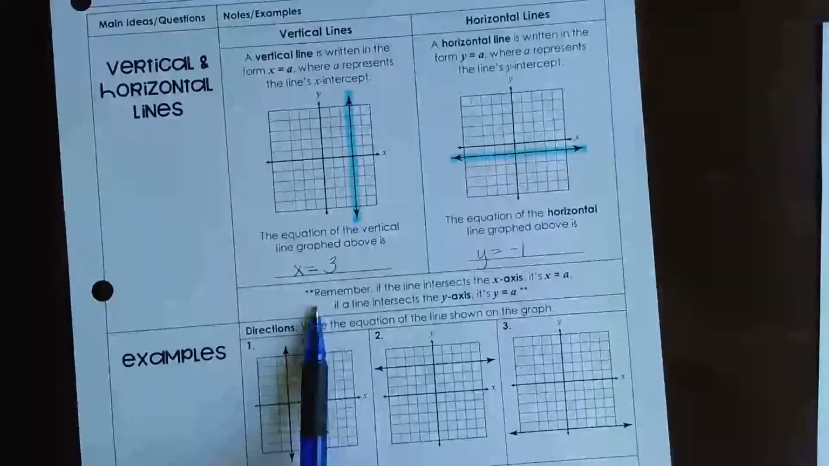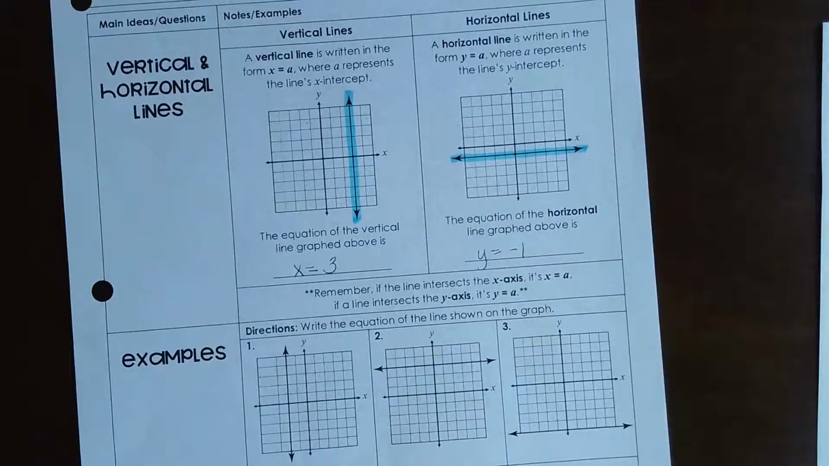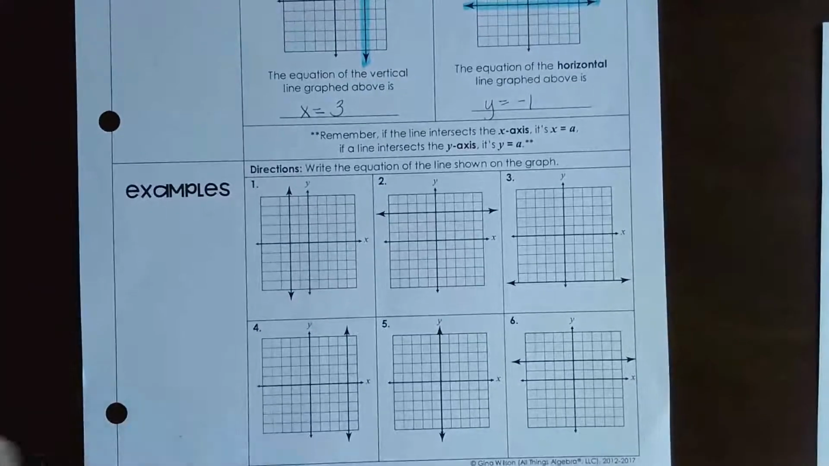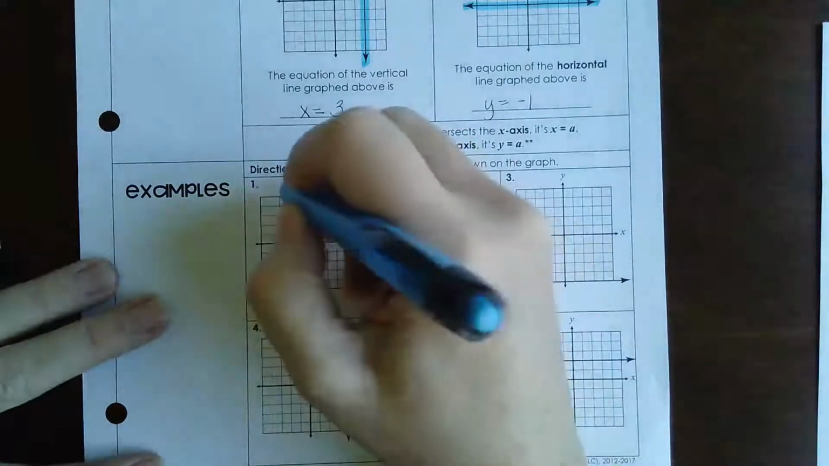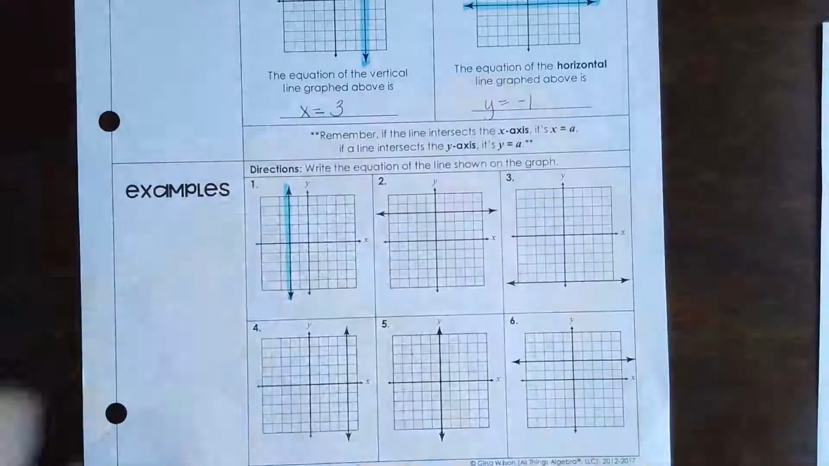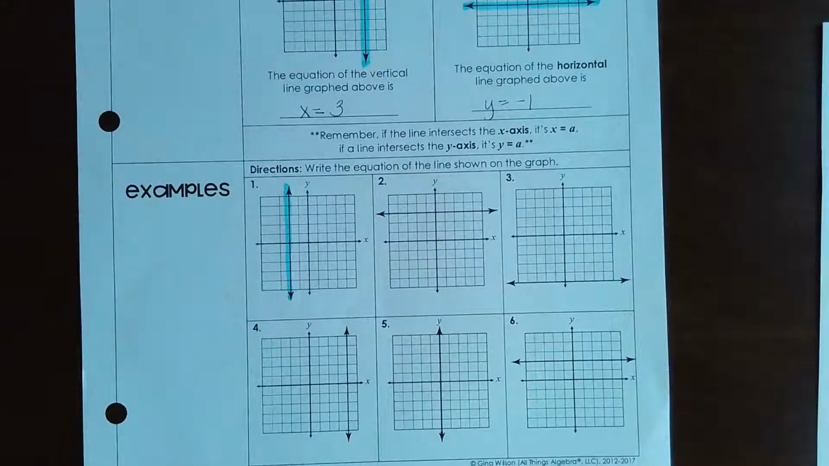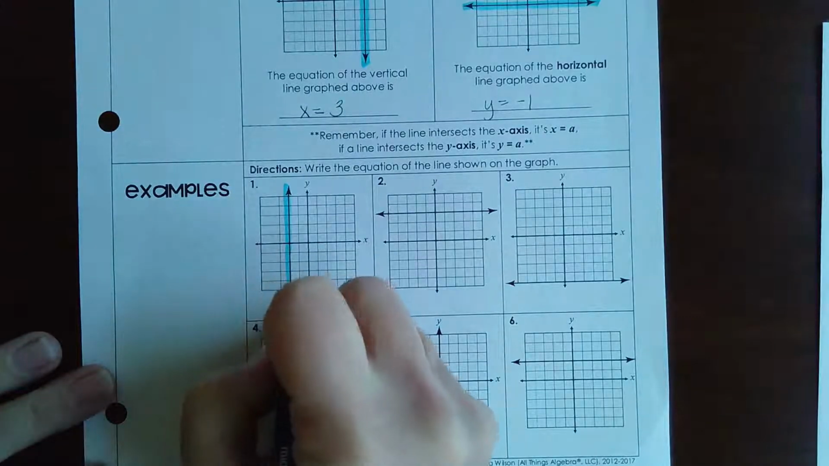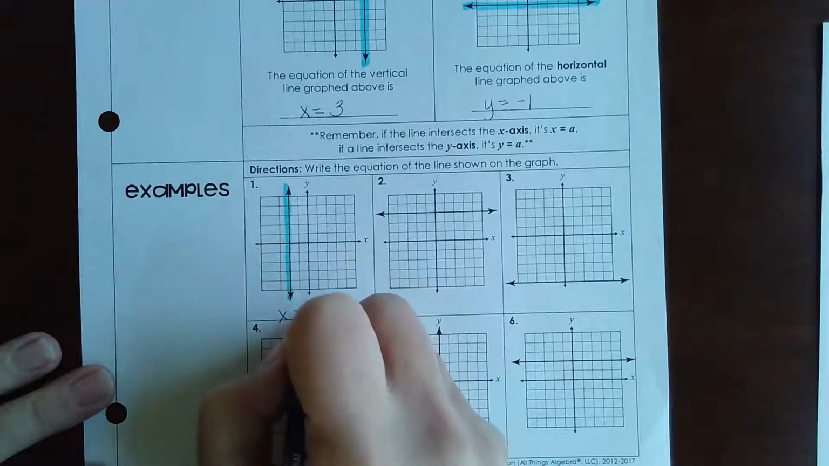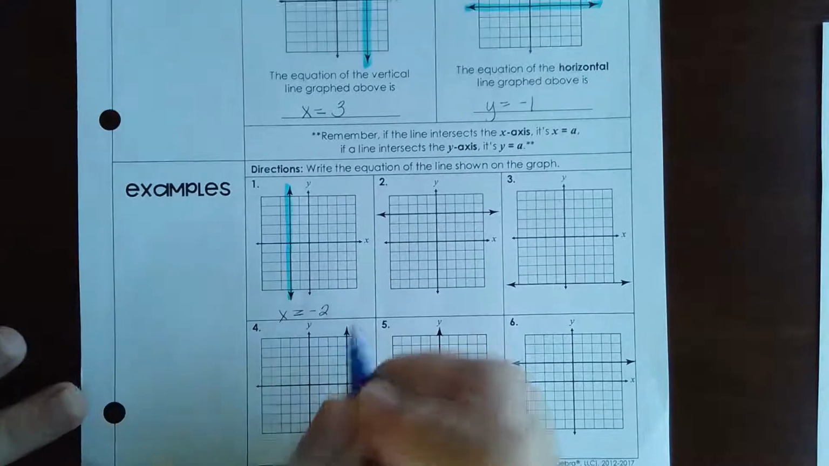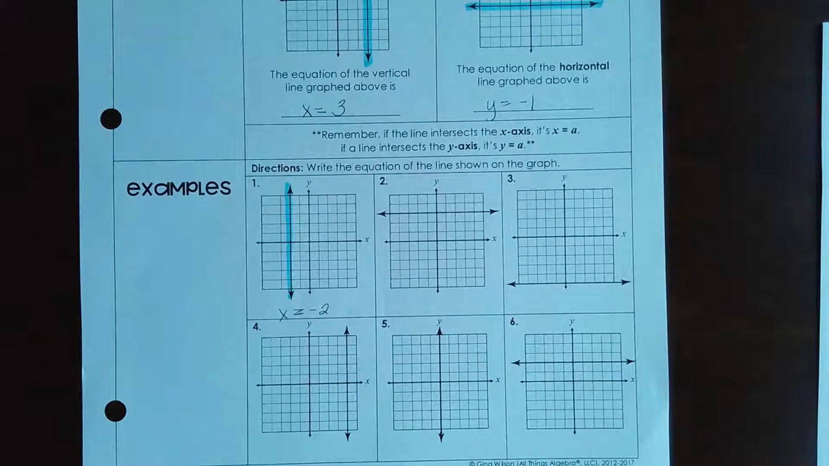And it has a big reminder here. Remember, if the line intersects the x-axis, it's x equals, and if the line intersects the y-axis, it's y equals. Now we've got a bunch of examples down here. This is the line. It's a vertical line, crossing the x-axis. So this one is going to be x equals 1, 2. We went to the left, so it's going to be -2. So your answer is x equals -2.